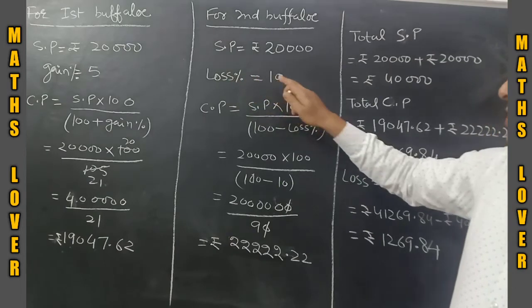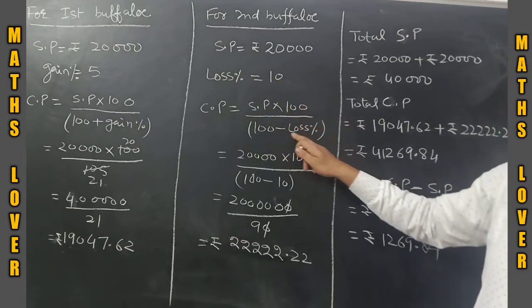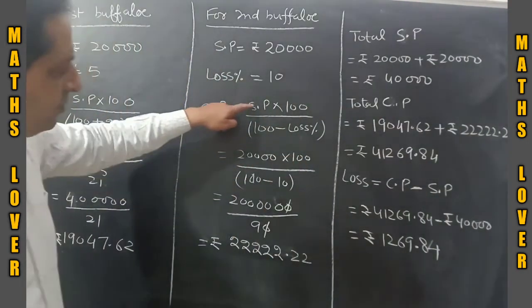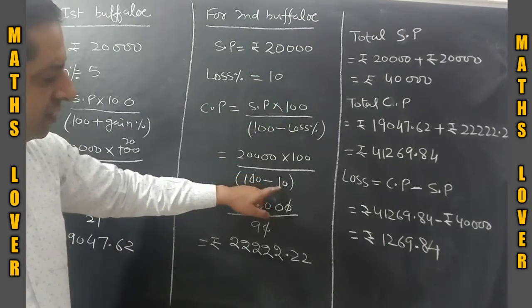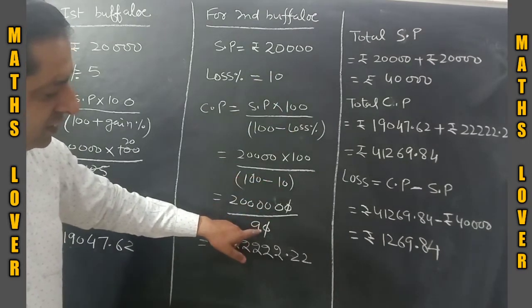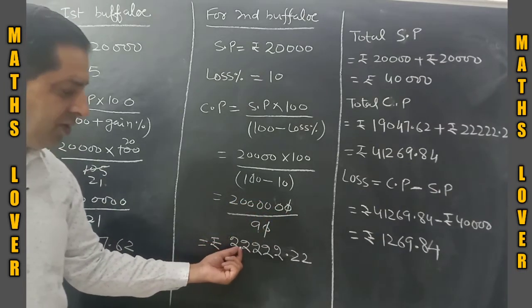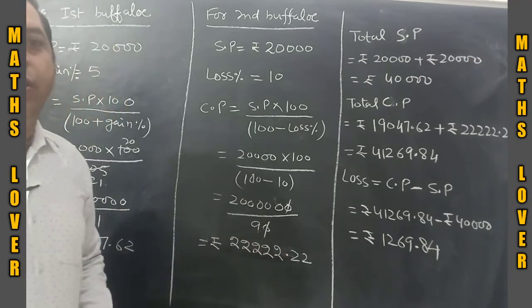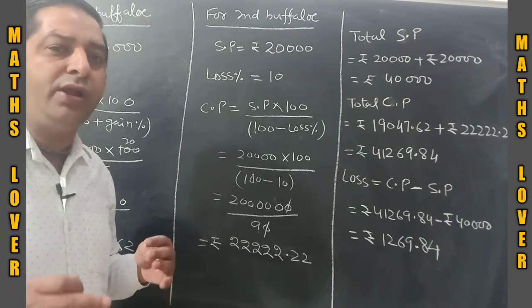Now in the second case, the SP is 20,000 but there is a 10% loss. Now the formula of CP is SP into 100 upon (100 minus loss percent). We put the value of SP here, SP is given as 20,000 and the loss is 10. We subtract, we get 90, 0 and 0 cancel, and then we divide. We will get 22,222.22.